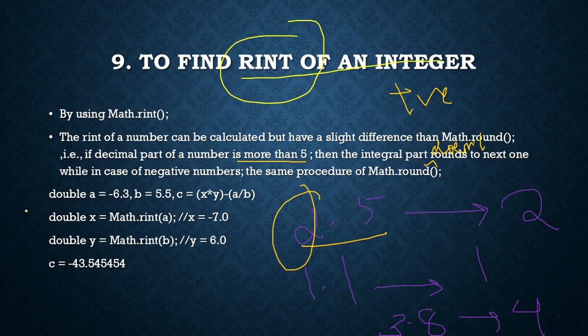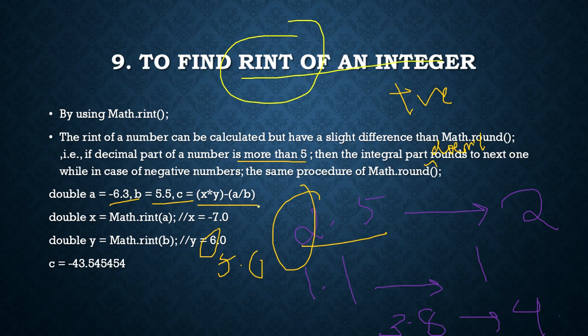For example, double a equal to minus 6.3, b equal to 5.5, and c is equal to x into y minus a divided by b. If you take the range of a, minus 6.3, how will you round it off? The range of minus 6.3 means round of minus 6.3. That is minus 7.0. But 5.5 it will result in 5.0. Sorry guys, I just made a mistake.